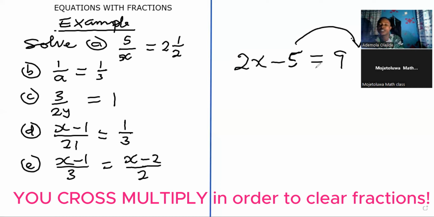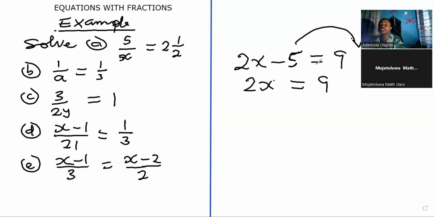So on the left side of the equal sign, you have only 2x left. You now write your equal sign like this. On the right side, you have 9. So that negative 5 will come and join 9 on the right and become positive 5. So this will give you 2x equals 9 plus 5, which is 14. Since it is only the coefficient that you have left, anytime you are removing a coefficient, you divide both sides by that coefficient. That is, since the equation we have here is 2x equals 14.